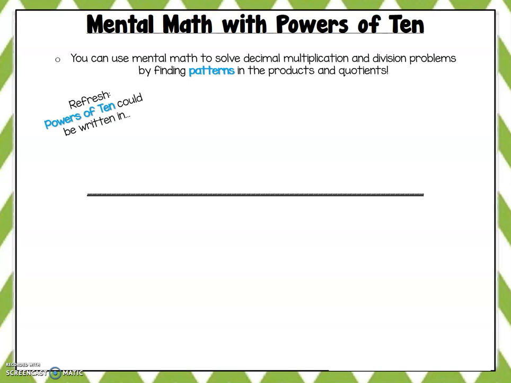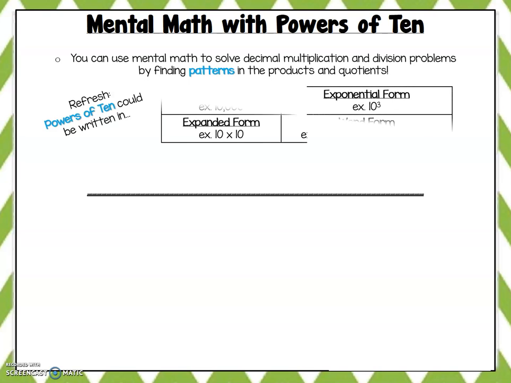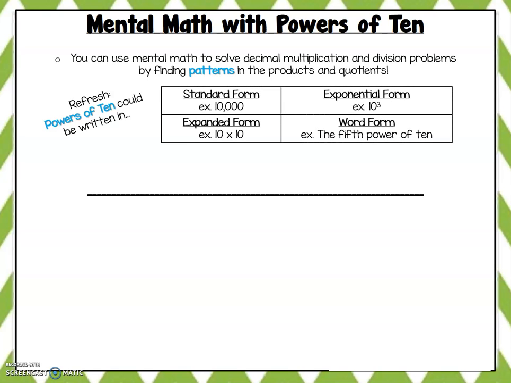So a quick refresher, powers of 10 could be written in a couple different ways. We can see them in standard form, which is just the number version. We can see powers of 10 written as an exponent, like 10 to the third. We could see them in expanded form, where it stretches out how you would get that answer. Or we could see it in word form, like the fifth power of 10. And all of these so far are whole number powers of 10, because that's all we've worked with so far.